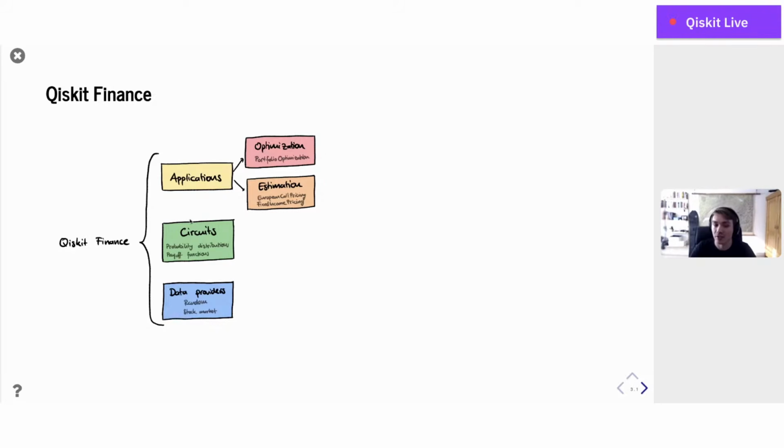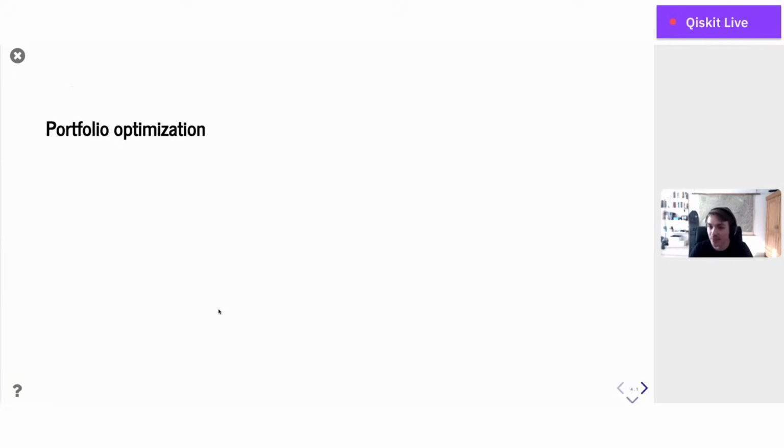On top of that, we also have the submodules containing circuits and tools to build these quantum circuits that you need to run these algorithms. And we have a submodule for data providers where you can load random data, or you can even load historical stock market data to test your algorithms. All right, that being said, let's dive into solving problems.